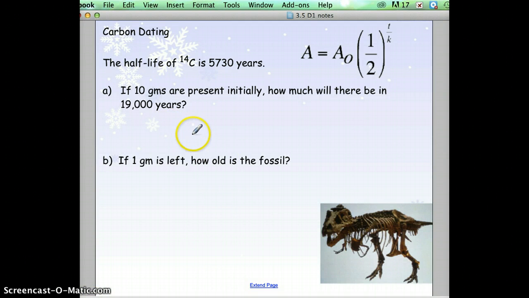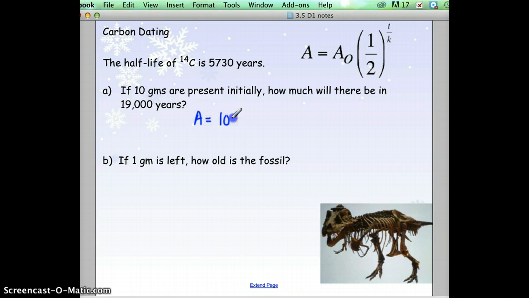Okay, a half-life problem. Here's your half-life formula. A sub 0 is the initial amount, T is the time, and K is the half-life. And you'll be given the half-life. Okay, if 10 grams are present initially, how much will there be in 19,000 years? And the half-life is 5,730 years for carbon-14. So how much will there be?